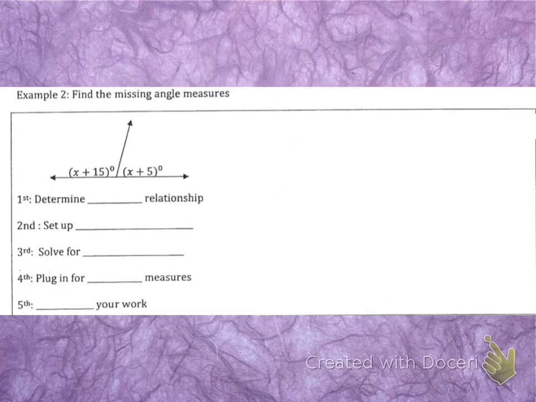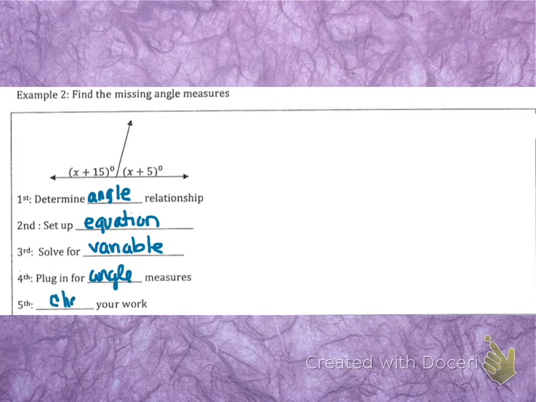In example 2, we're finding missing angle measurements. We're going to relate what we know about equations with what we now know about angle relationships. So we want to determine the angle relationship, set up an equation, solve for the variable, and plug in for the angle measures. And make sure you check your work and that it turns out to be something reasonable.